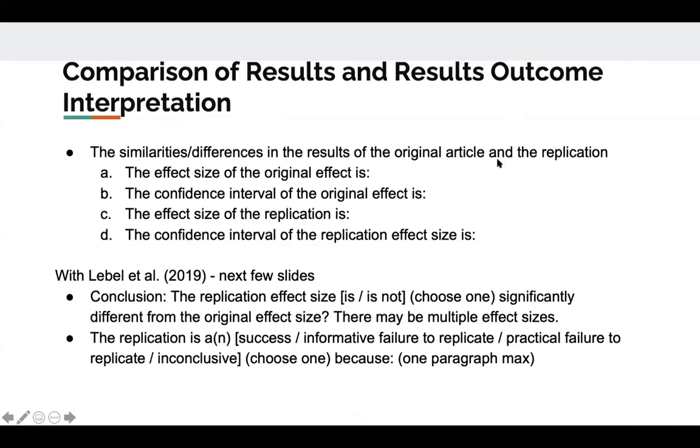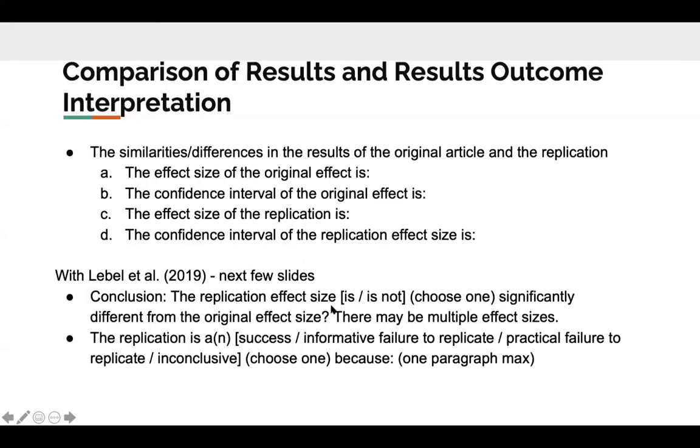So when you're comparing the results and result outcomes interpretation, there are 2 key things we want you to talk about: the effect size and confidence interval. As you can see here, we want you to explicitly state the effect size of the original article is, the confidence interval of the original effect is, the effect size of the replication is, the confidence interval of the replication effect size is. And then with the Bell et al., we'll go over in the next few slides. But when you're comparing, we want you to conclude whether the replication effect size is or is not significantly different from the original effect size.